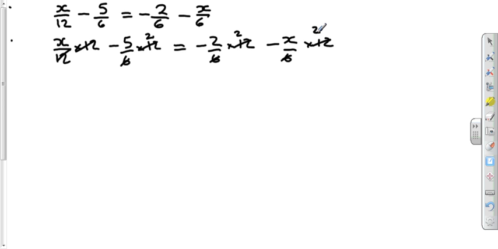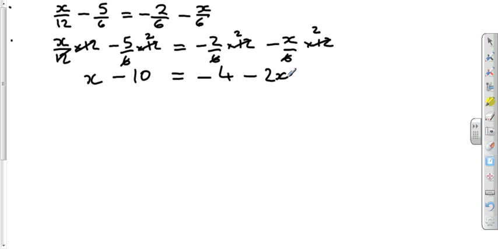So now let's just tidy this mess up. The first term here is just x. Then we've got this subtract sign. Then we've got 5 times 2, so that will be 10. Over here, we've got minus 2 times 2. That will be minus 4. And then there's the minus again. And then we've got x times 2, which is 2x. So we've cleared the fractions now, and we're just down to a nice linear equation.